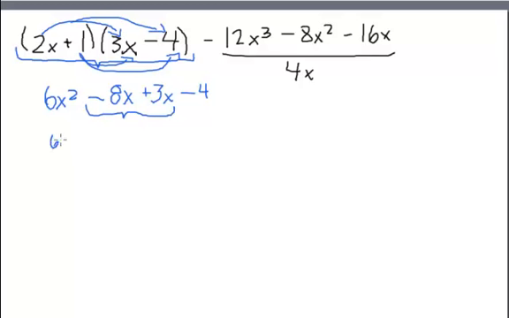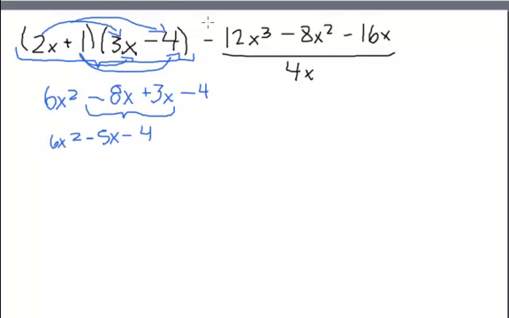Let us clean it up and combine our like terms. So I just have 6x². Negative 8x plus 3x is going to give me negative 5x. And then minus 4. So that's done. I worked out these two binomials, and this is what I got here.